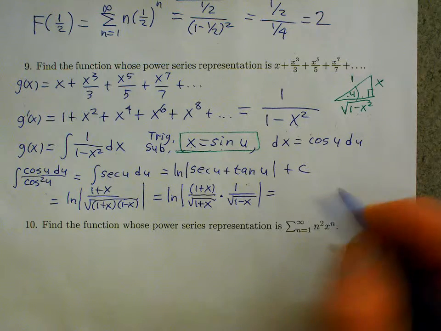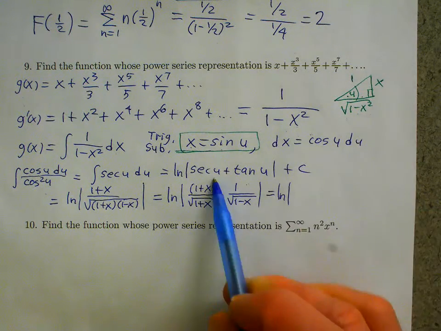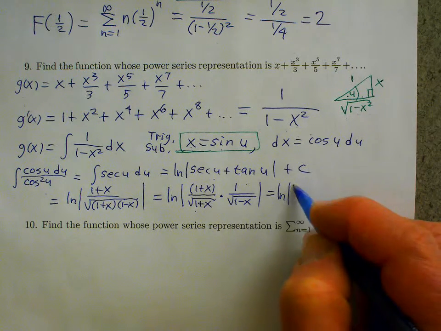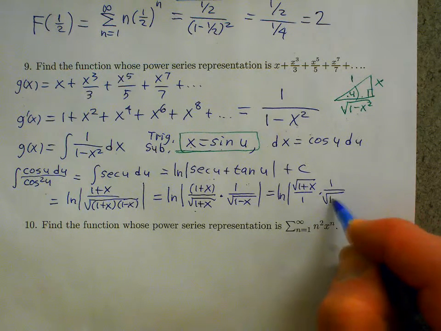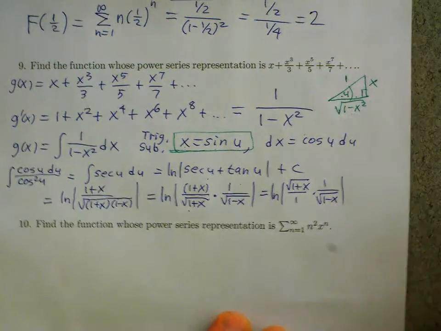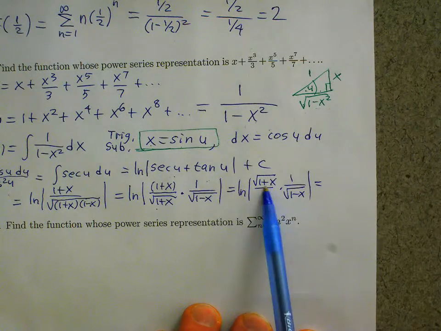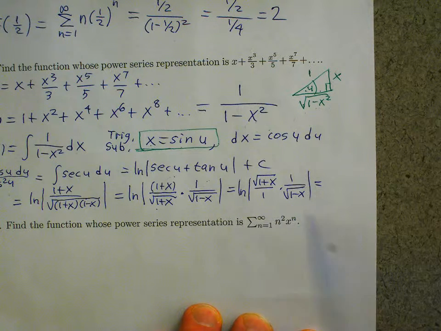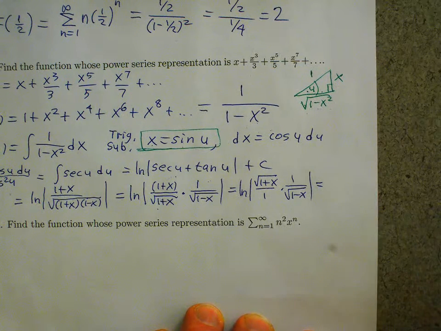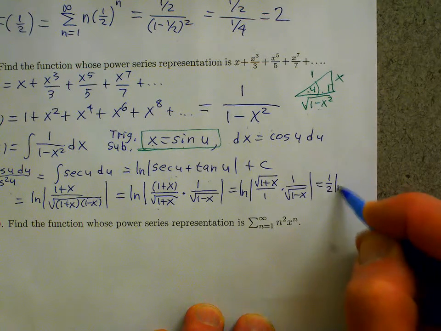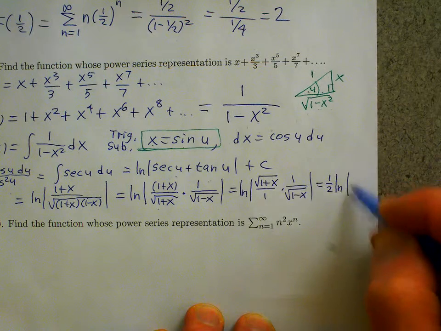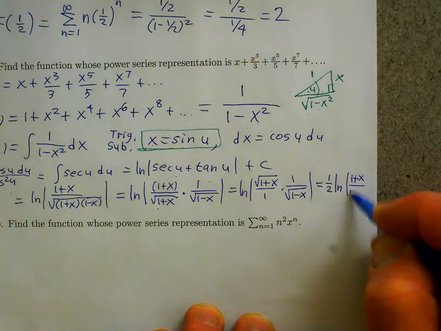And I'll go ahead and write it. 1 plus x over the square root of 1 plus x simplifies to the square root of 1 plus x over 1 multiplied by 1 over the square root of 1 minus x. This is, I know, a lot of writing, but the square root of 1 plus x over the square root of 1 minus x is the square root of 1 plus x over 1 minus x. So the natural log of the square root of something is equal to the natural log of that something to the 1/2. And then we can bring the 1/2 out front and write this as 1/2 times the natural log of the absolute value of 1 plus x over 1 minus x.